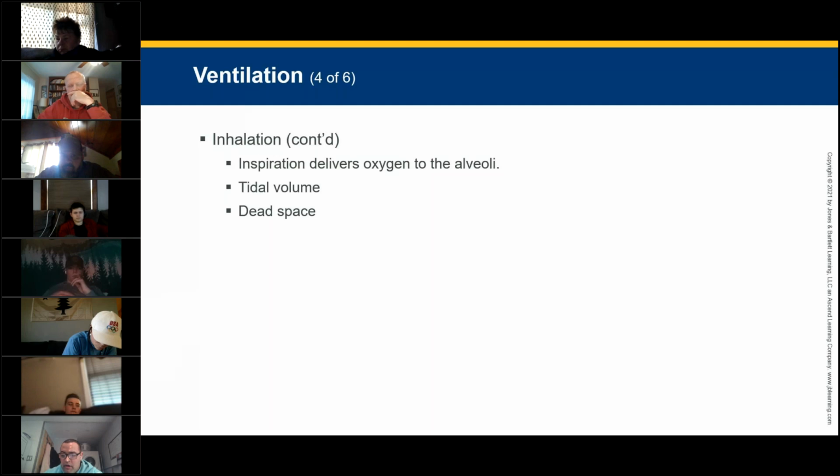So your inspiration delivers the oxygen to the alveoli. Not all of the air that you breathe in is going to reach the alveoli for the gas exchange. Tidal volume is the measurement of the depth of your breathing. The average adult, the tidal volume is somewhere around 500 mLs. And then your dead space is the portion of the air that doesn't reach the alveoli.